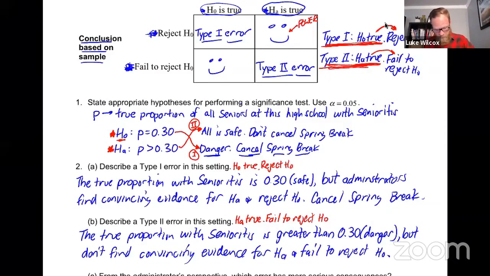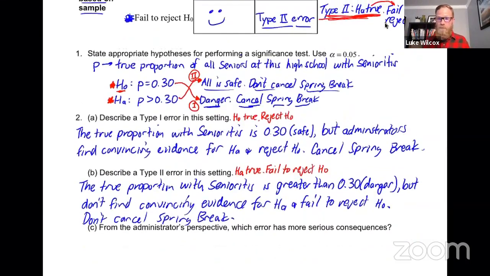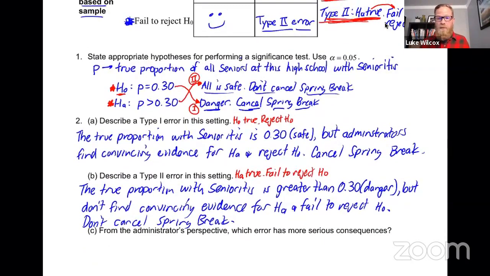So that means we're up here. This is what they decide. They decide not to cancel spring break. So don't cancel spring break. Now, from the perspective of the seniors, they would be completely fine with this error. Even though senioritis is high, they're still allowed to go on spring break.